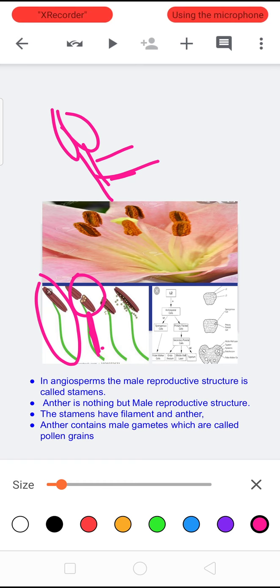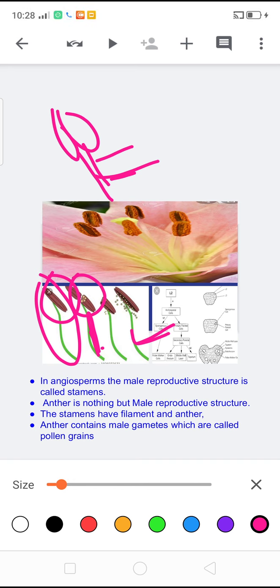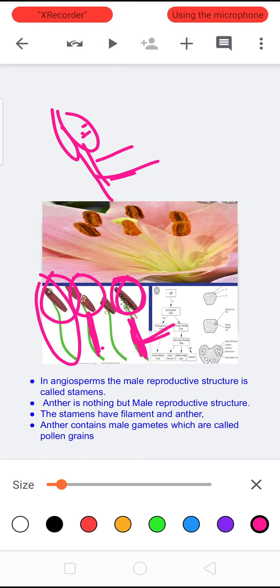In angiosperms, the male reproductive structure is called stamens. The stamens have mainly two parts, filament and anther. This anther is the male reproductive structure. Anther contains male gametes which are called pollen grains. The anther is present at the end of the filament.